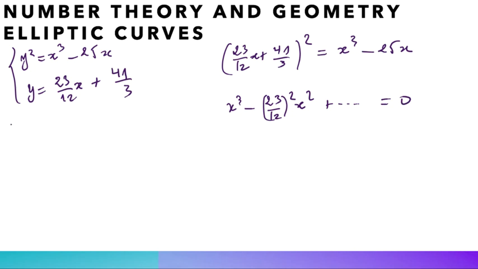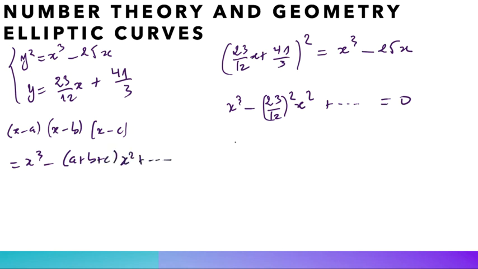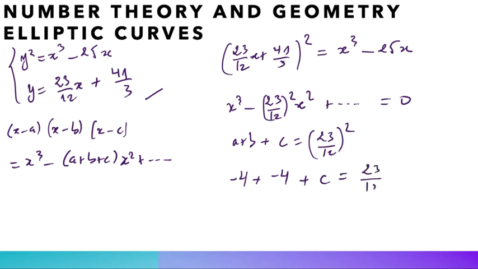Now let me remind you here that if one develops x minus a times x minus b times x minus c, one gets x cubed minus a plus b plus c times x squared plus other terms. This means that the sum of the roots of our polynomial here, a plus b plus c, is actually equal to 23 divided by 12 all squared. Because our tangent line passes through D twice, this means that the point minus 4 here is a double root of our polynomial. This actually yields that minus 4 plus c is equal to 23 divided by 12 all squared.